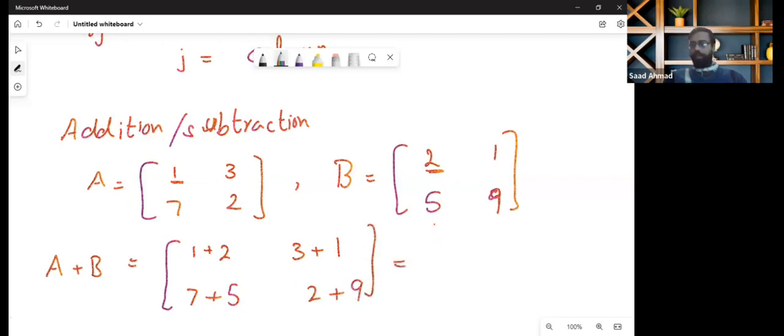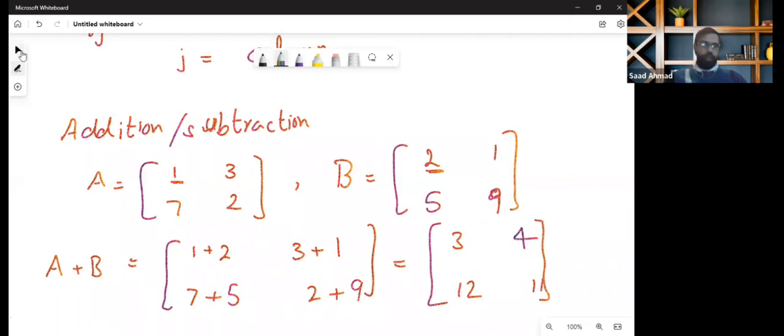And then you can add them, combine the numbers. So 1 plus 2 is 3. 3 plus, let's say, 4. 12 and 4. So like that. This is our addition of matrices.